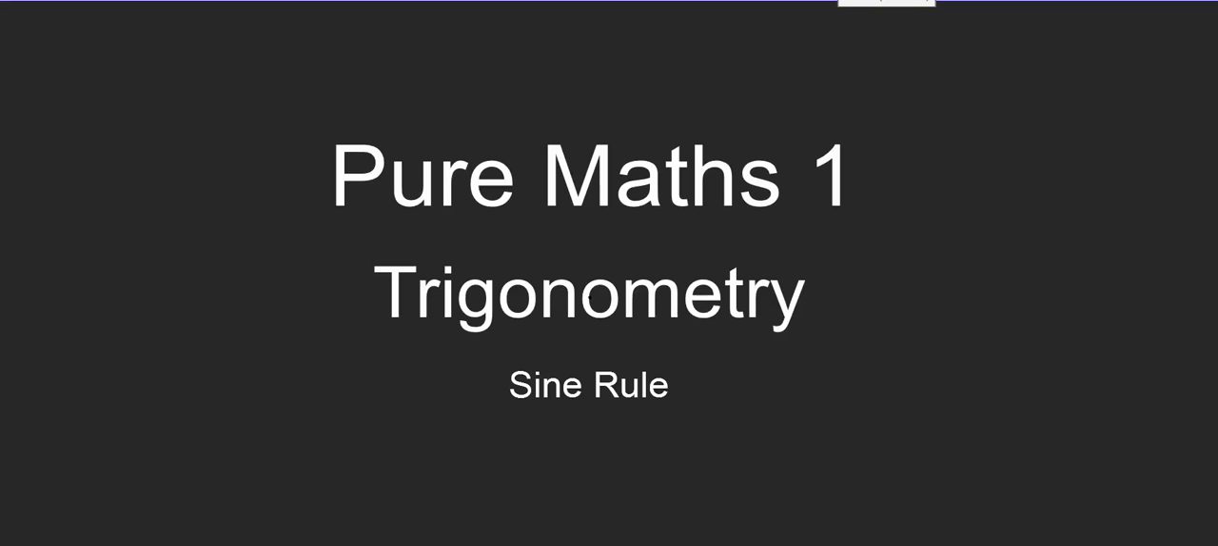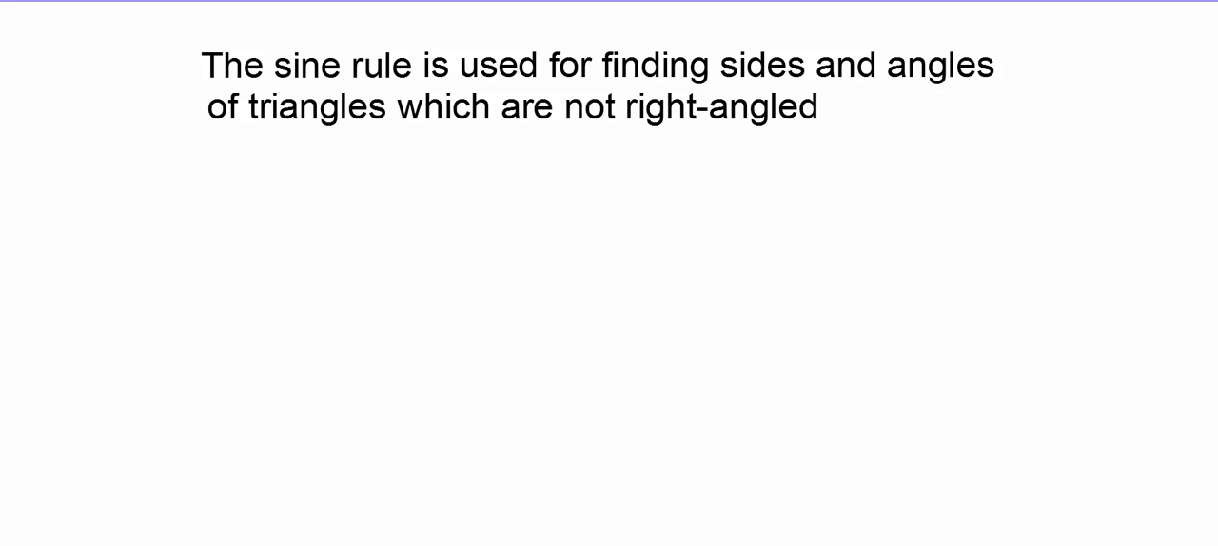This is a video in the trigonometry topic of the Pure Maths 1 course, and it covers the sine rule. So the sine rule is used for finding sides and angles of triangles which are not right angled.